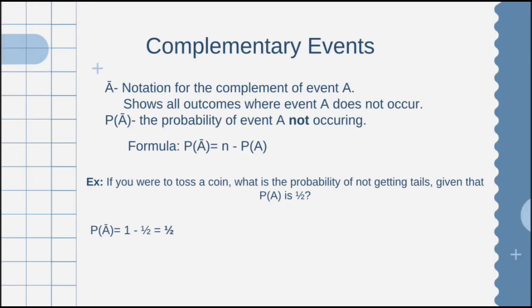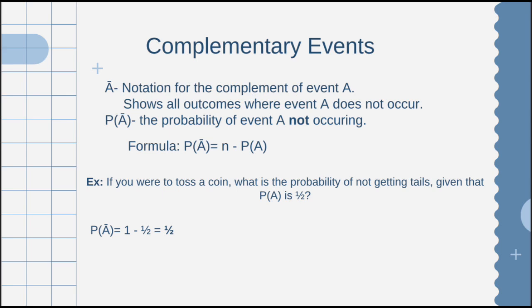Continuing on trying to find probabilities of events, since we covered how to find the probability of one simple event, I also want to cover complementary events, which is the probability of an event not occurring. This is denoted by a hat, and it shows all the outcomes where event A does not occur. This can be found by 1 minus the probability of A.